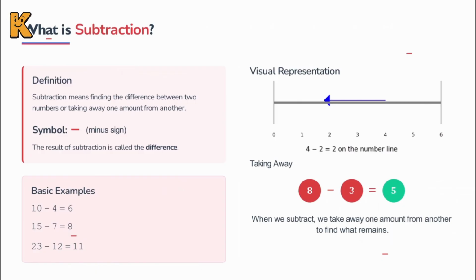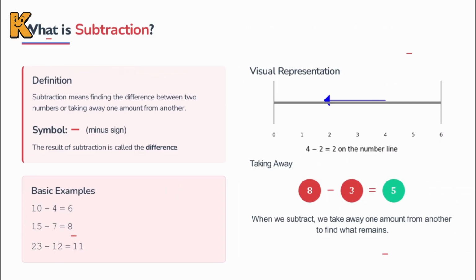For instance, when we're talking about the subtraction of 10 and 4, it means how much is the difference between 4 and 10. And as you can see in the visual representation, I have 4 subtracted by 2, which equals 2. It means that the initial point starts at number 4, we take 2 steps to the left, and after that we have 2 as the ending number. Another example would be 15 subtracted by 7 equals 8, and 23 subtracted by 12 equals 11.